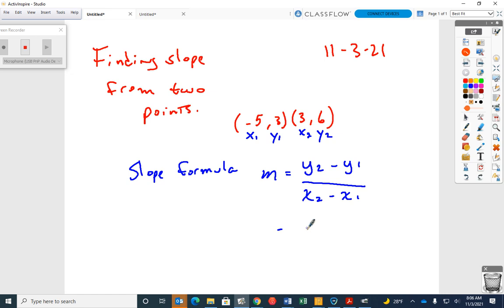Sorry. What is y2? What is y2? 6 minus, what's y1? 3 over, what's x2? 3 minus, what's x1? Negative 5.